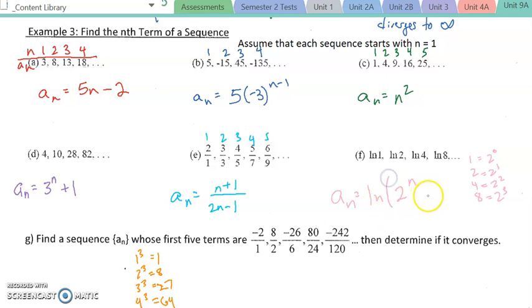But wait a second, that's not quite right, because I don't start with ln 2, I start with ln 1. So I want to make sure that I'm raising to the 0 power, even though my n value starts at 1. So if I plug in 1 and I want this to be 0, I better subtract 1 from it. And that's going to shift things.